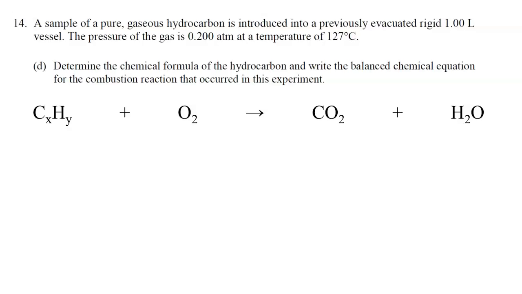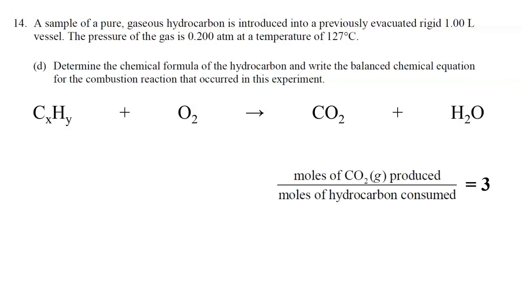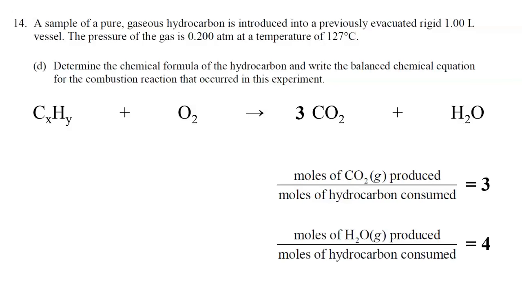Now, based on the answers to part C, the ratio of moles of carbon dioxide produced to moles of hydrocarbon consumed is a 3-to-1 ratio. Let's assume I have 1 mole of hydrocarbon. I would have 3 moles of CO2 for every 1 mole of hydrocarbon. And then for the water, we had already determined in part C that the ratio of moles of water produced over moles of hydrocarbon consumed is a 4-to-1 ratio. So there would be 4 moles of water for every 1 mole of hydrocarbon.